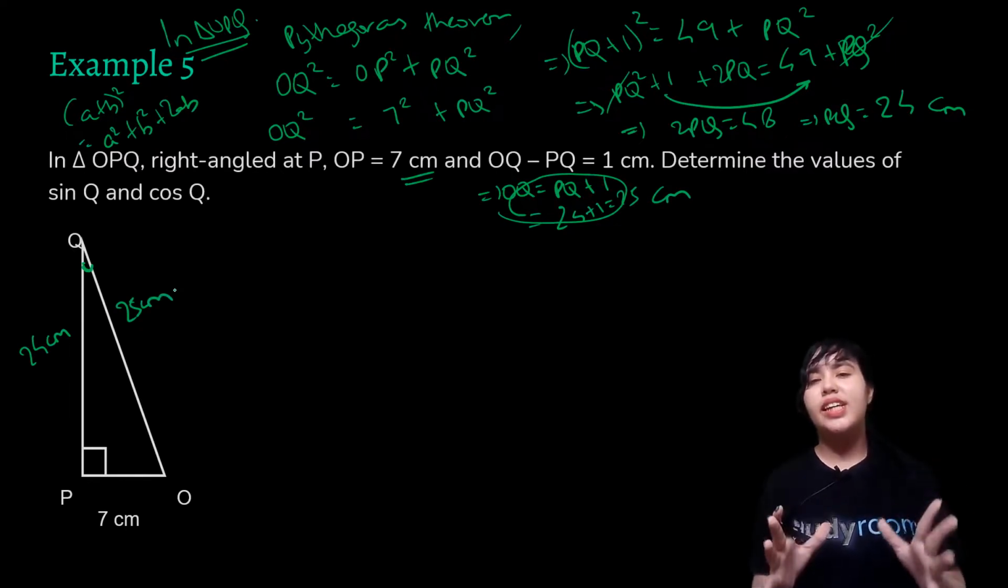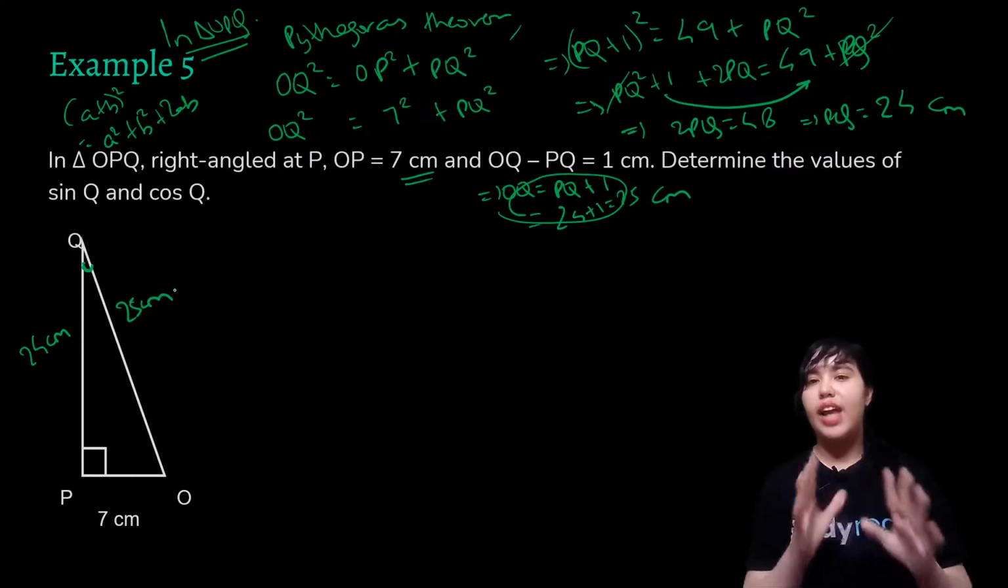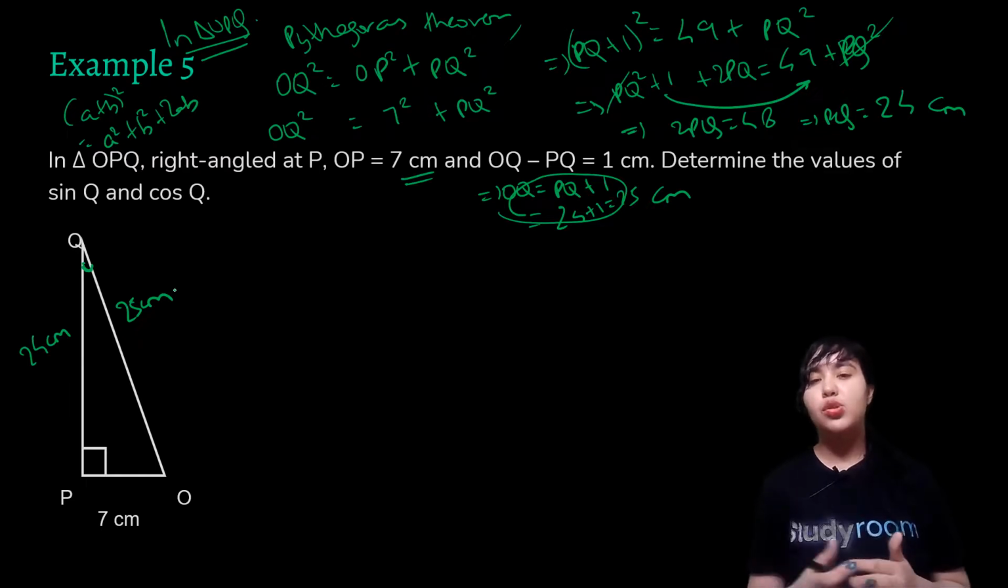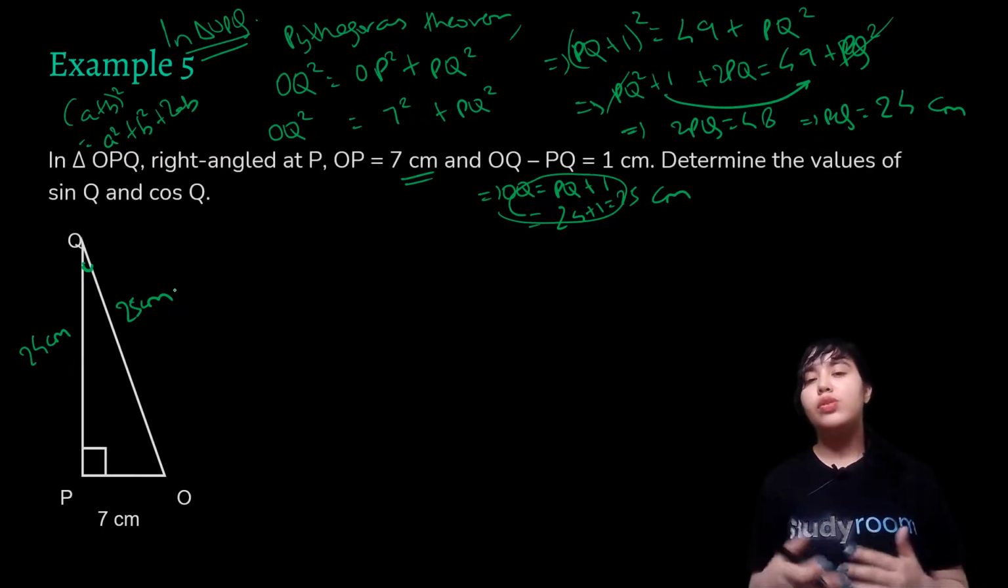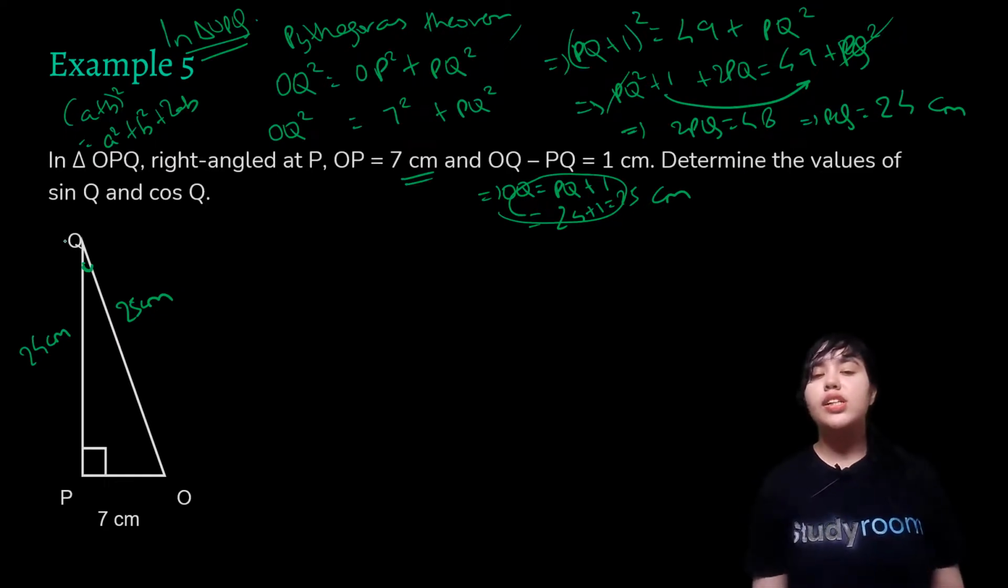So once you are able to find the three sides of a triangle, usually by whatever information is given to you in the question, and then you couple it with the Pythagoras theorem, you'll be able to get the three sides of the triangle. And once you have those in hand, you can easily find out any trigonometry ratio. So you have to find out sine Q and cos Q.